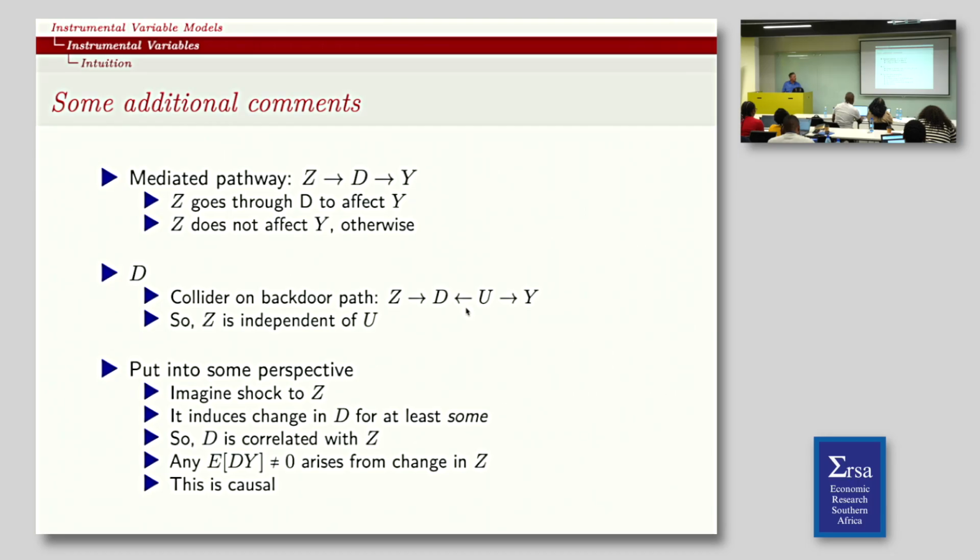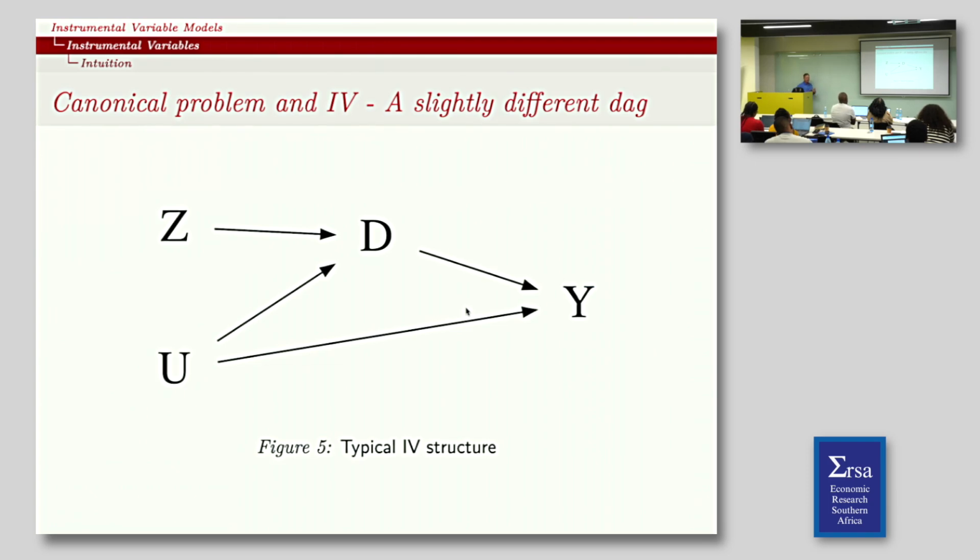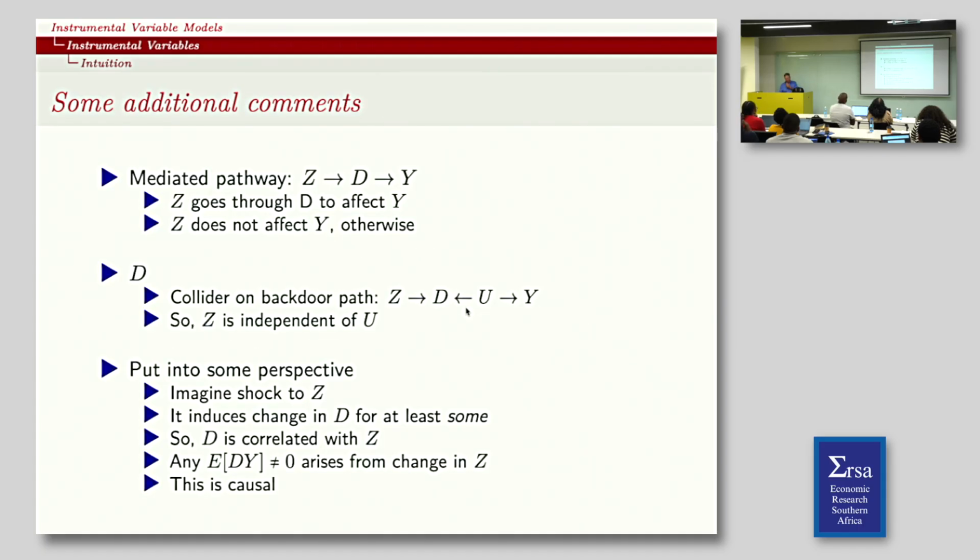So if we try to imagine a shock to Z, it's going to induce a change in D, right? So that's the easy point. So there's some shock here. That shock here pushes into D. But that shock has nothing to do with this part of what's going on, okay? It's just here. So there's that direct shock. It's going to push up D in some way, or down. I don't know which direction the shock is. So D is correlated with Z. And so in that sense, any change in D and Y arises purely from the change in Z. Okay?